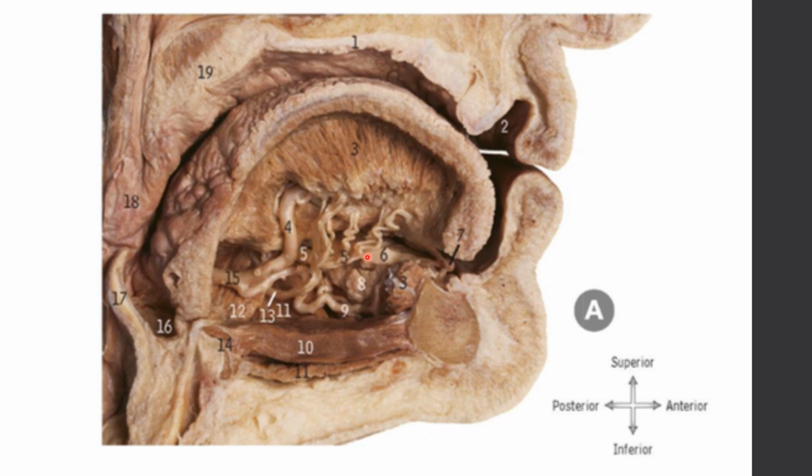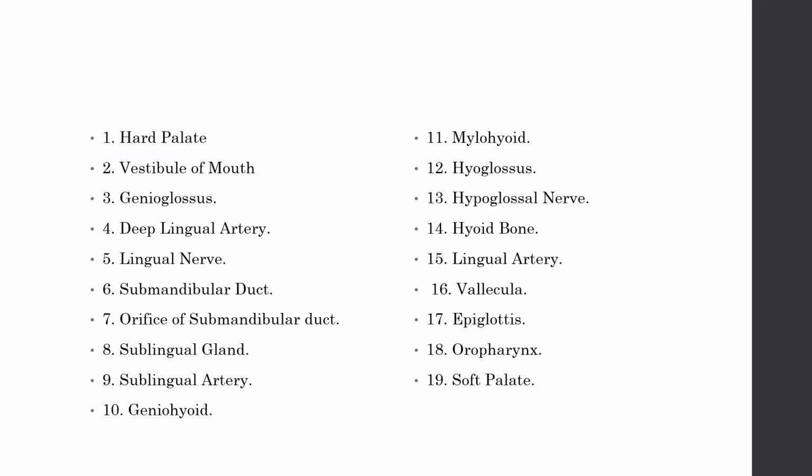This is the lingual nerve. This is the hypoglossal nerve, the submandibular duct, the submandibular duct opening. This is the sublingual gland. Here is the epiglottis, the vallecula, the oropharynx. This slide identifies the areas numbered in the above slide.